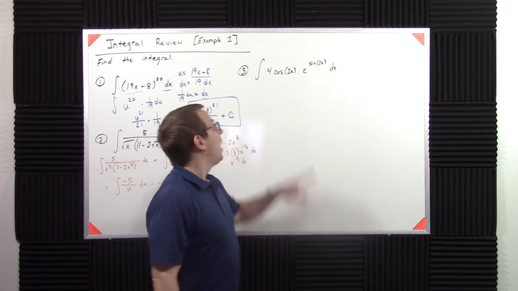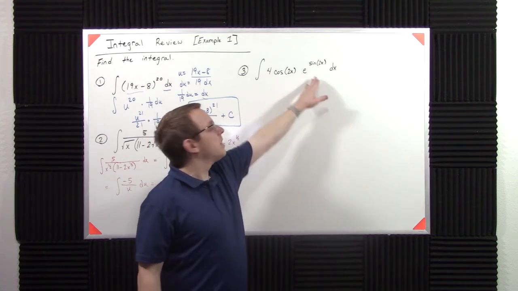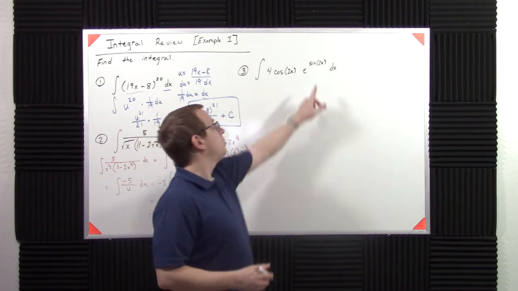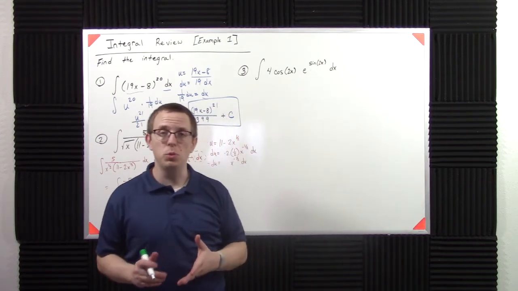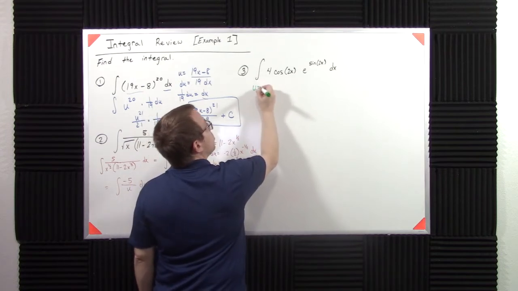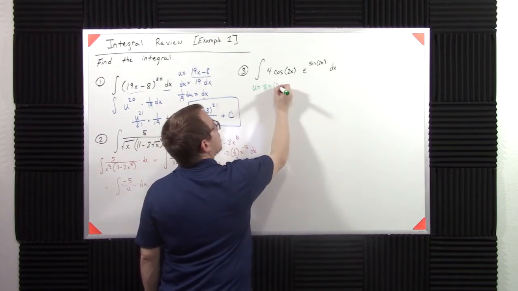All right, so I have 4 cosine 2x times e to the sine of 2x dx. What I want to do here is, a lot of times, taking that exponent by itself as u is the right way to do it. We're going to say u equals sine of 2x.